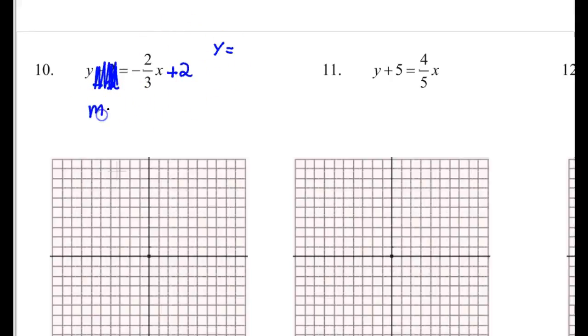So then you can say the slope is negative 2 over 3, and the y-intercept is positive 2 because we added it to both sides. Start at positive 2 and go down 2, right 3. And we can also go left 2, up 3. No, up 2, left 3.